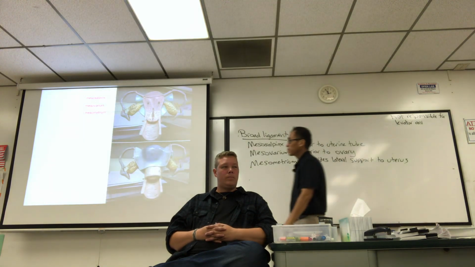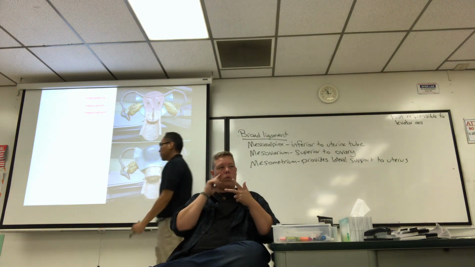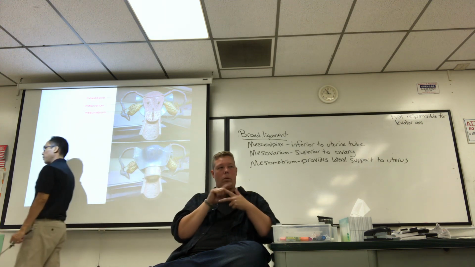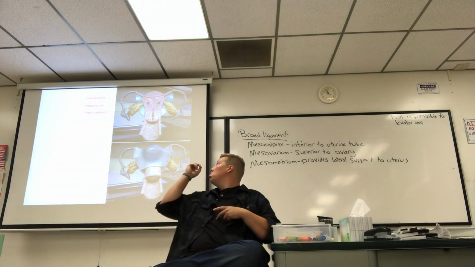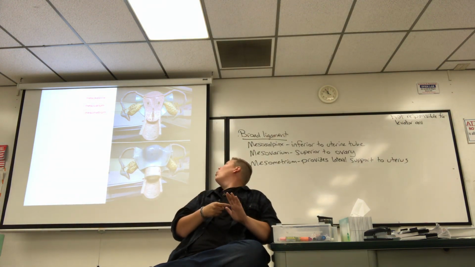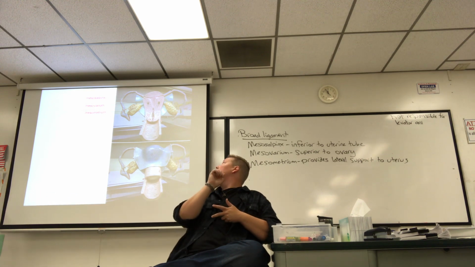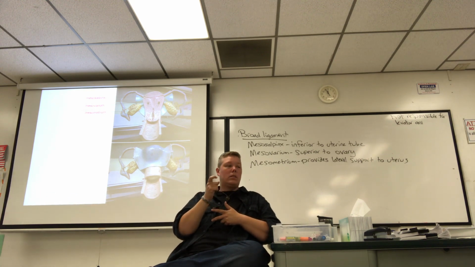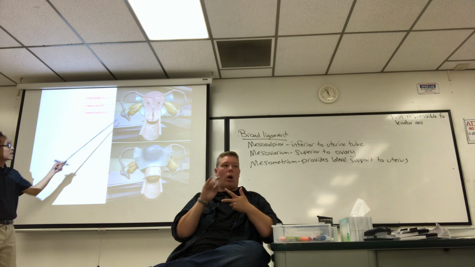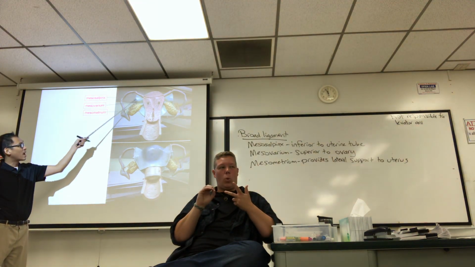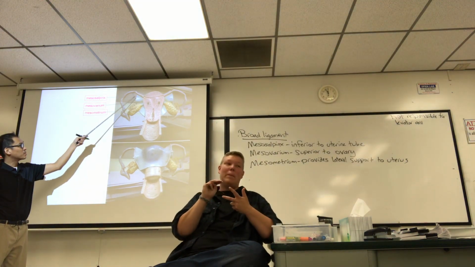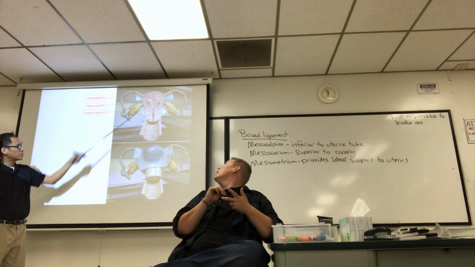So those are the three parts of the broad ligament. I thought that this model shows all three the best, and I labeled it there: mesosalpinx, mesovarium, and mesometrium. You can kind of see where there's an angle. The angle's away, so it's mesosalpinx, mesovarium, mesometrium.